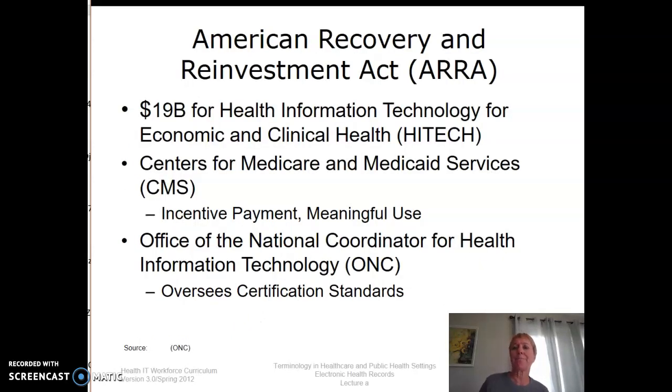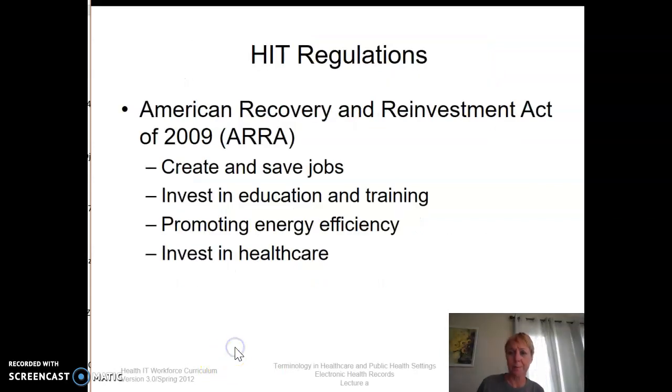ARRA, which we talked about, from the early 2000s, provided $19 billion for the Health Information Technology for Economic and Clinical Health Act. Now, the thing that's important for this, notice down in the bottom where it says the Office of the National Coordinator. The Office of the National Coordinator did many things, but one of the things they did was develop all the standards that you've seen in this course, all the training, all the materials. It's a relatively new organization, with a fabulous website on how the electronic health records and the coordination of that is done. So it's a good resource for you.